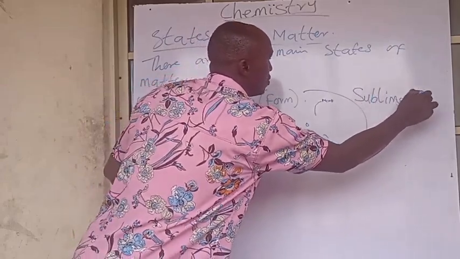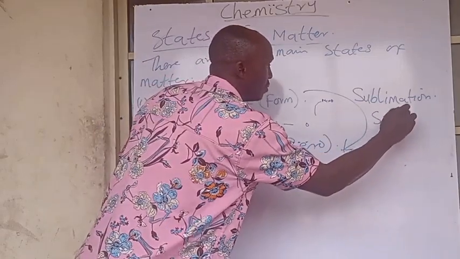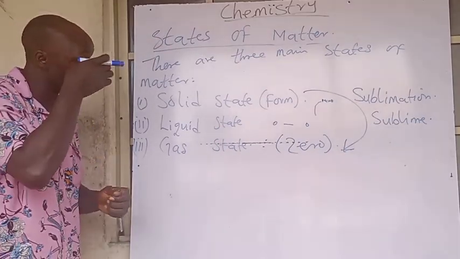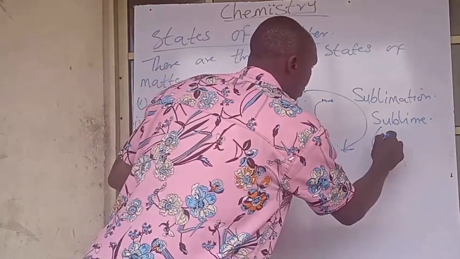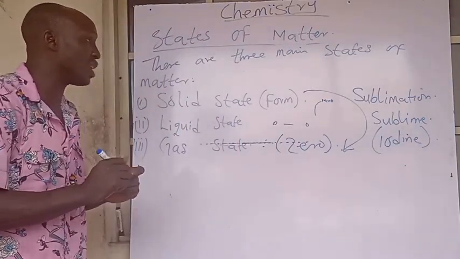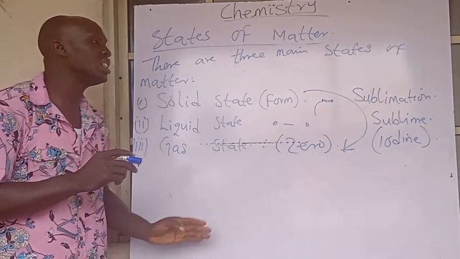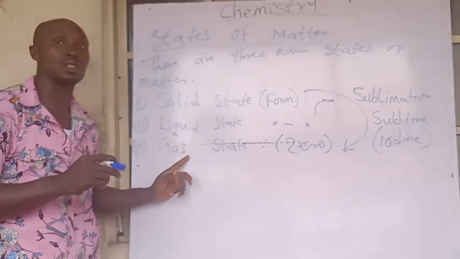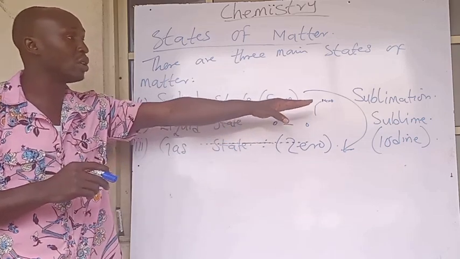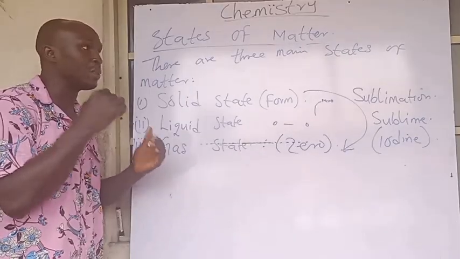Sublimation. You say that the solid has sublimed. An example of such a solid is iodine. As soon as iodine gets an increase in temperature, it changes directly to a gaseous state, without passing through the liquid state. We're going to talk about this method of sublimation when we're discussing separation techniques.